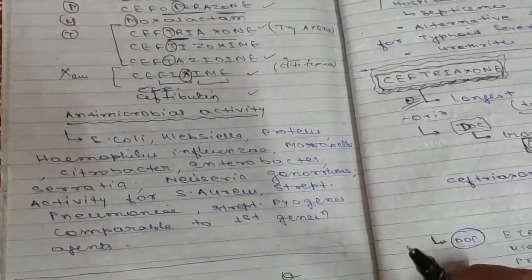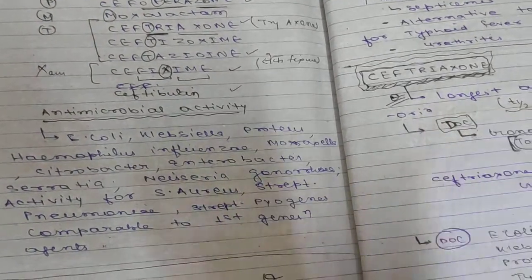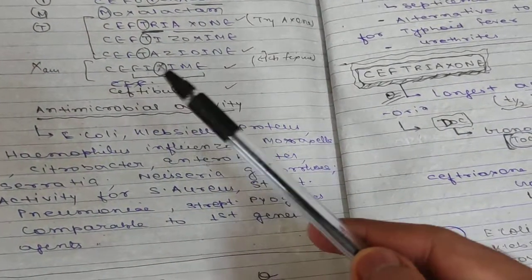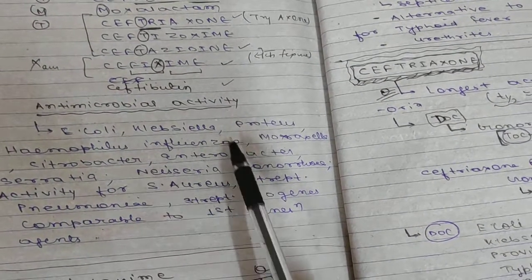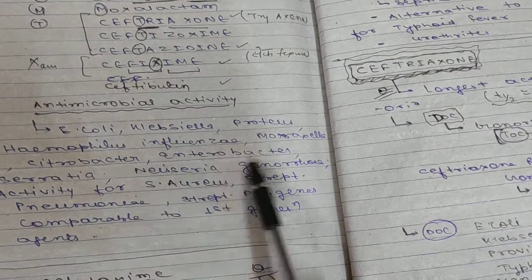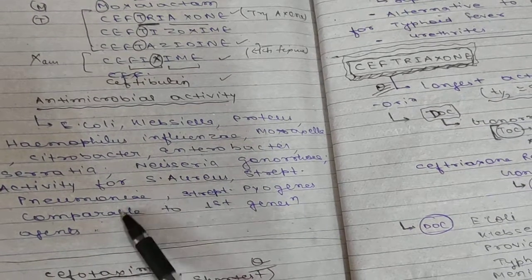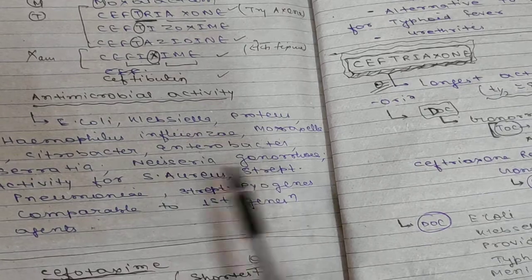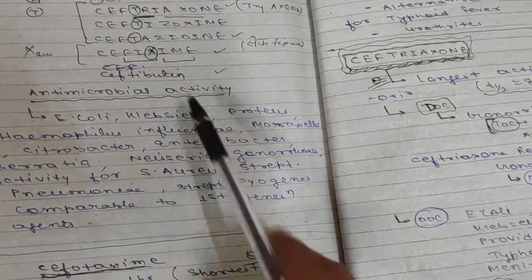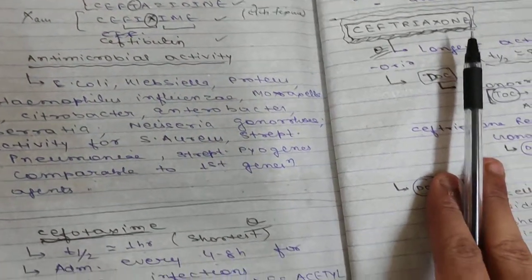Okay friends, now what is the antimicrobial activity of the third generation cephalosporins? E. coli, Klebsiella, Proteus, Haemophilus influenzae, Moraxella, Citrobacter, Enterobacter, Serratia, Neisseria gonorrhoeae. Activity for Staphylococcus aureus, Streptococcus pneumoniae, Streptococcus pyogenes is comparable to first generation agents. So this is the antimicrobial spectrum.